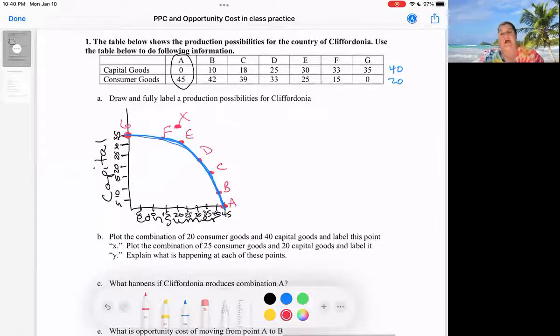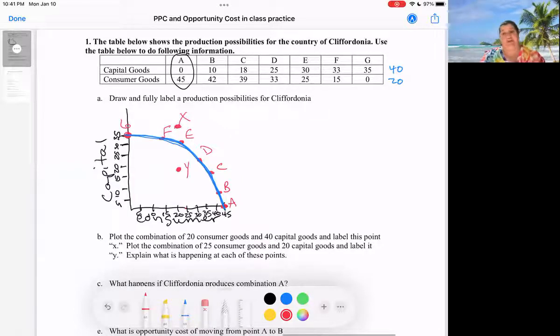Now that right away is going to stand out to me and say, well, why is that point not on the curve? That's probably got to mean something special. And it does, and we're going to get to that question in just a minute. The next one we're going to do is 25 on the consumer goods, which puts us here. We start here and then go up to 20 on the capital goods. So this point here, we're going to label that point Y.